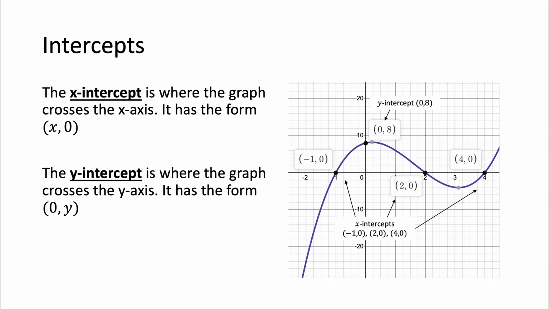So we can also talk about the intercepts of a function. The x-intercepts are any points where the graph crosses or intersects the x-axis. The x-intercepts will have the form (x, 0). So we have x-intercepts on this graph at (negative 1, 0), (2, 0), and (4, 0). The y-intercept will be anywhere the graph crosses or intersects the y-axis. They have the form (0, y). So the y-intercept will be at the point (0, 8).